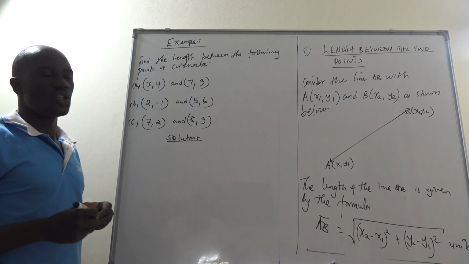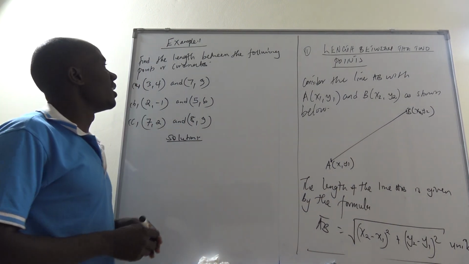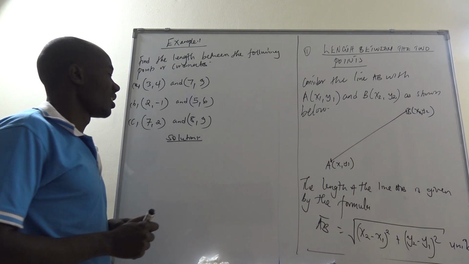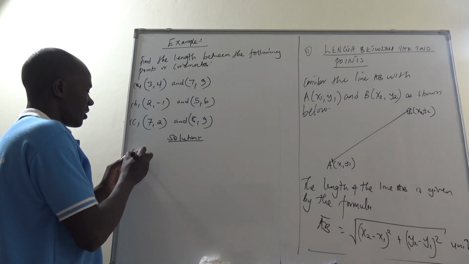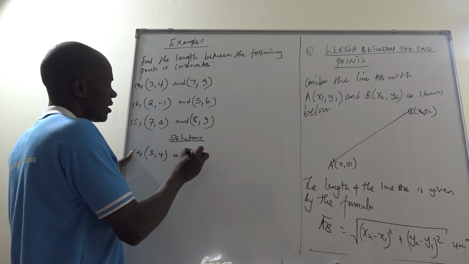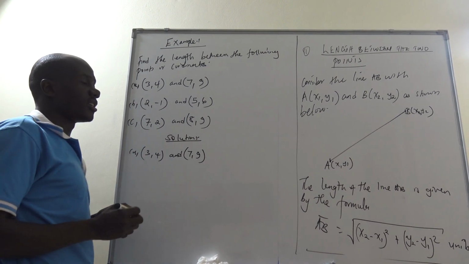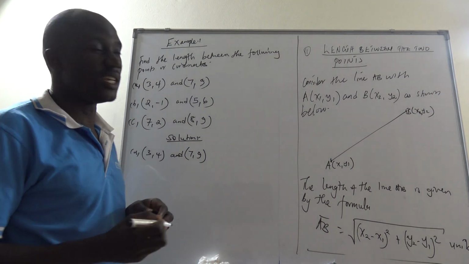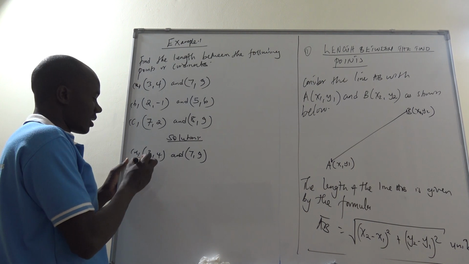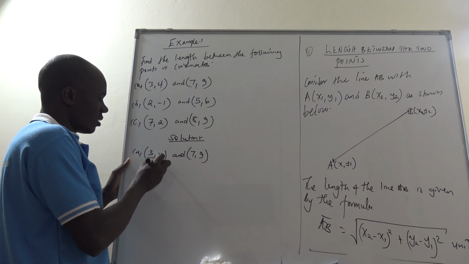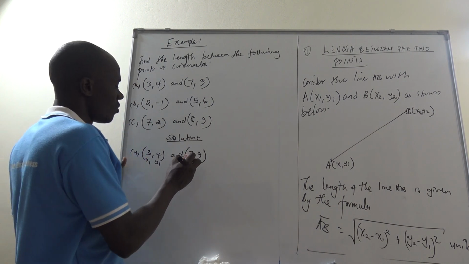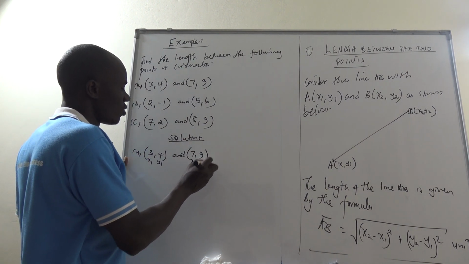So the first one is, find the lengths between the following points or coordinates. So I've got part A, we are having 3, 4 and 7, 9. You can see these are coordinates, and you know coordinates are in the form of x and y. So the first coordinate is given as 3, 4. We can baptize it and say this is x1, this is y1. So we have got the second coordinate, we can call this one x2, y2.